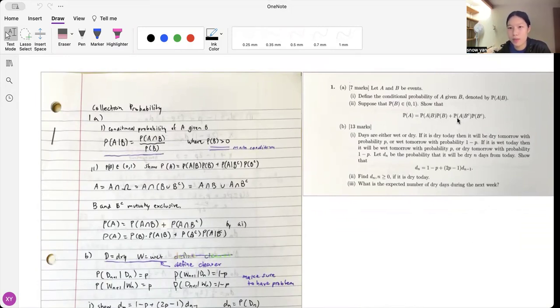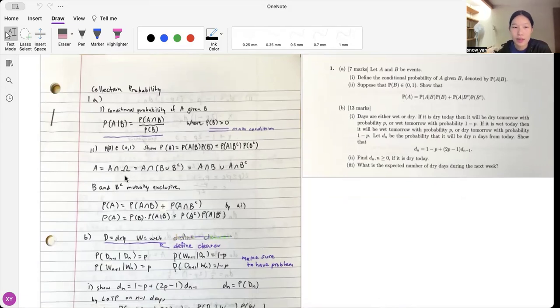Suppose that P(B) belongs to (0, 1). Show that P(A) is equal to P(A given B) times P(B) plus P(A given not B) times P(not B). Basically, this is just the law of total probability, so we can't prove it using that. We just have to go by the definition. We know that any event A intersected with omega will always be itself, because if we cover the whole space, then it would still be whatever A is.